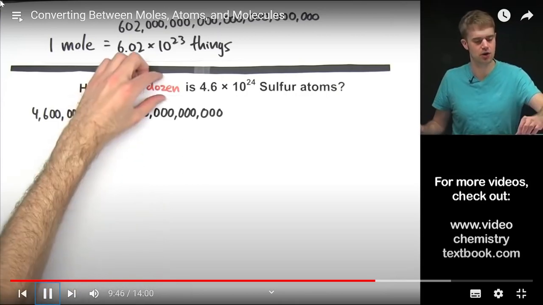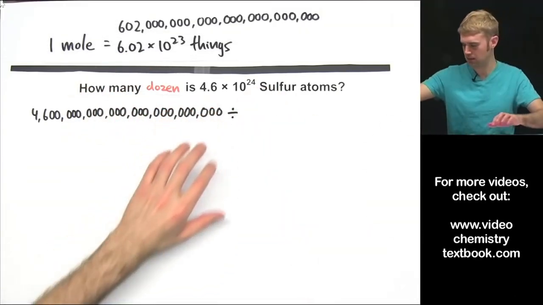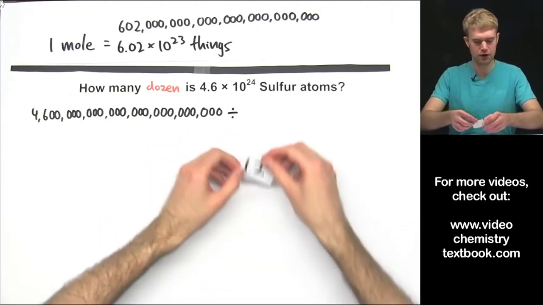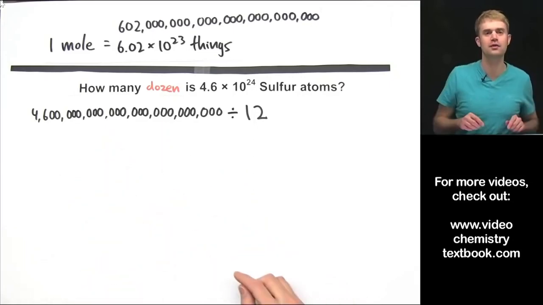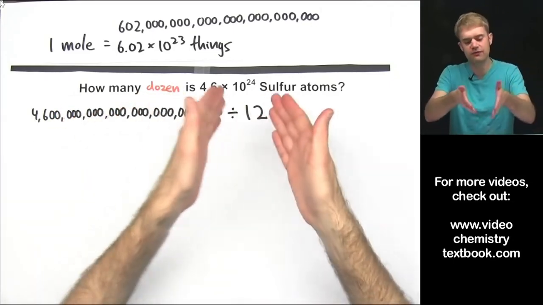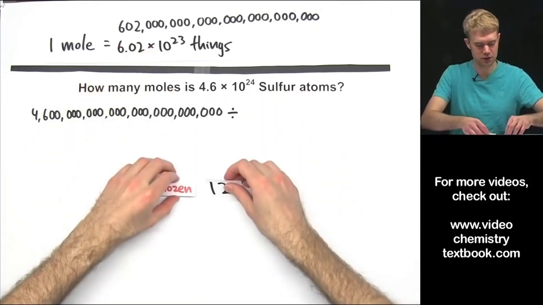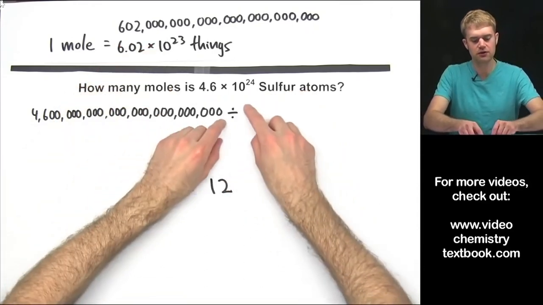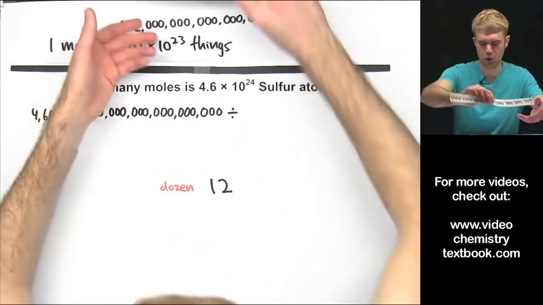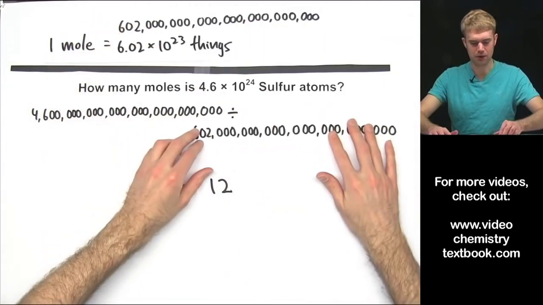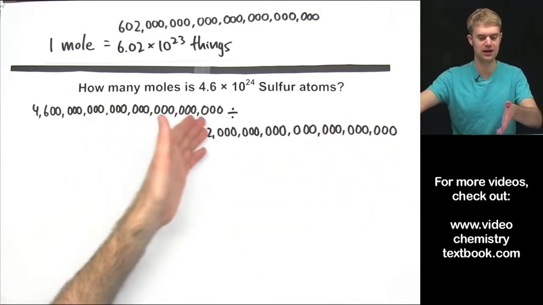We recognize that there are 12 things in a dozen, and so we would divide this number by 12. We want to know how many times 12 would go into this number. So we're going to be dividing by the number of things in a dozen. But as before, we're not talking about dozens, we're talking about moles. So instead of dividing by the number of things in a dozen, we want to find out how many moles this is, so we are going to divide by the number of things in one mole. So we're going to divide by 602 hexillion.